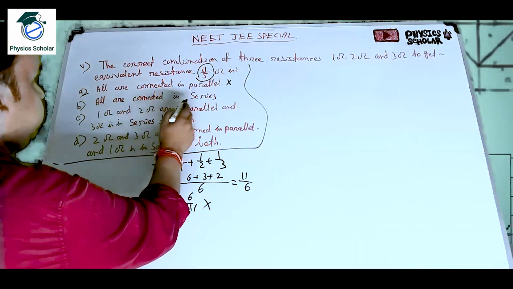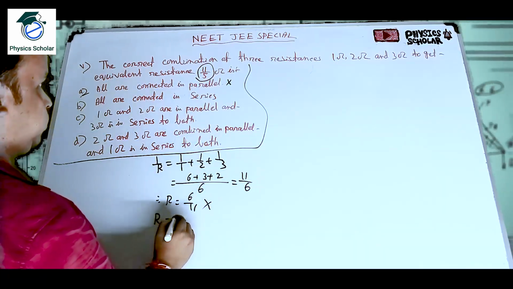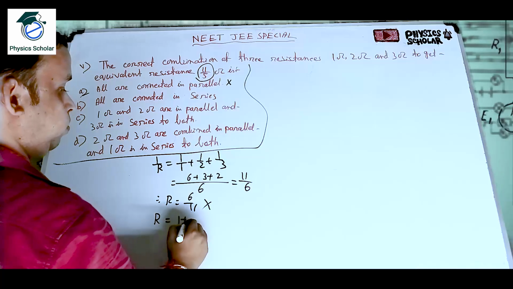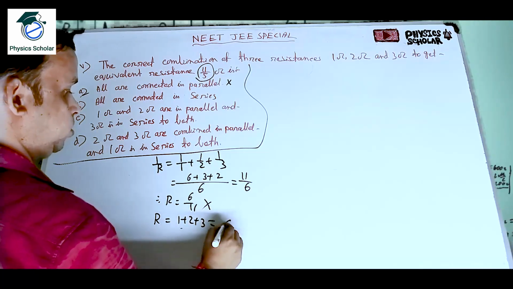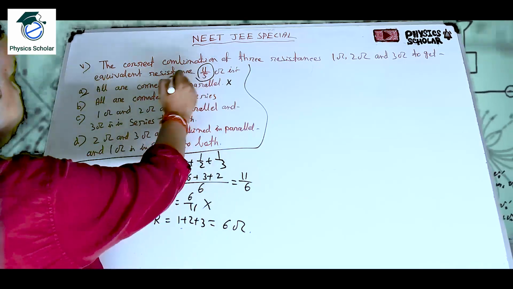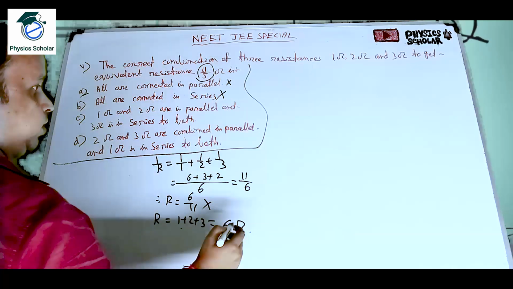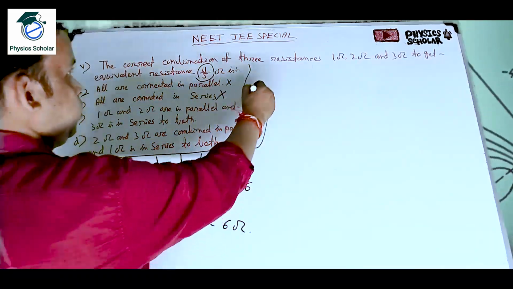Clear? In the next option, all are in series. All in series means the equivalent resistance is the sum of all, so 1 plus 2 plus 3. That means 6 ohms. So 6 ohms is not what we need. So option B is not correct. So option A and option B are not correct.